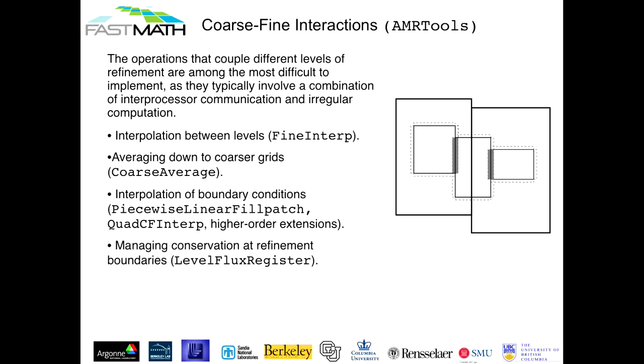So there's fine interaction and coarse fine interaction. There is piecewise linear fill patch. There is also quad CF interp and higher order extensions. So these are all ways of bringing data between the levels. And then there's a very special object, which is the flux registers. So flux registers, this is where you stash stuff that you're going to use to fix things up later. So while the fine grid is advancing in time, it's stuffing stuff into its flux register on its boundary.